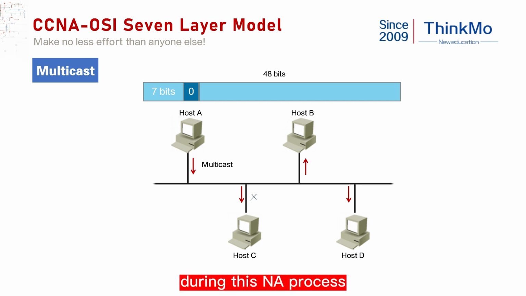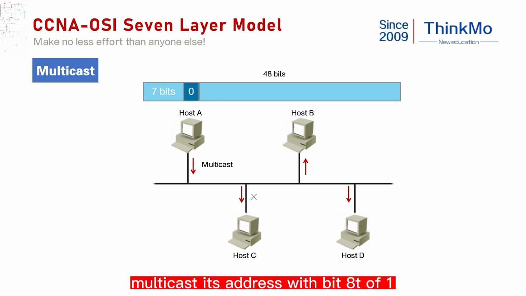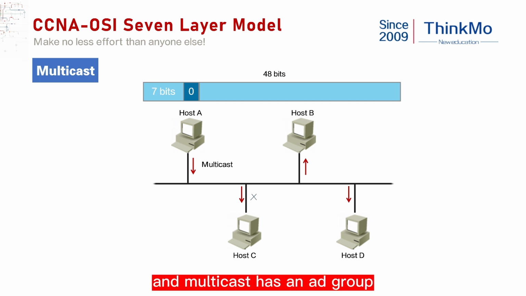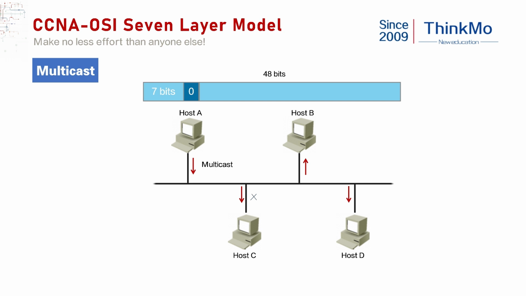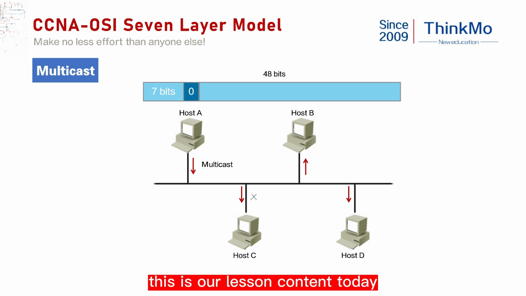During this NA process, just remember: multicast addresses have the first bit of 1 in the high-order byte, and multicast has an add group. That's all, it's okay. This is our lesson content today.